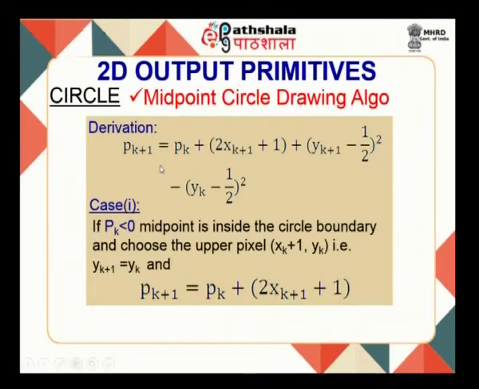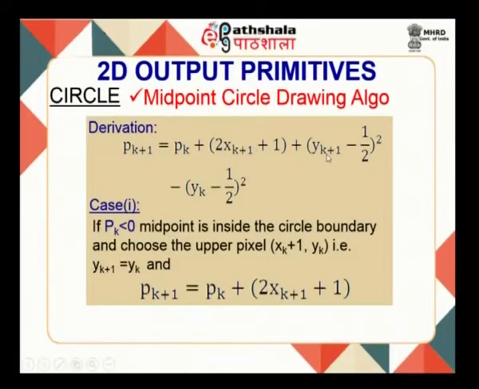So, the next decision parameter is equal to the previous decision parameter plus 2 x k plus 1 plus y k plus 1 minus half whole squared minus y k minus half whole squared. Observe this k plus 1 in the suffix for x and y, indicating next x and next y. The next x is always 1 higher than the previous x, because we are going to sample the circle along the x axis at unit intervals. So, next y is either y k or y k minus 1, it depends on the sign of p k again.